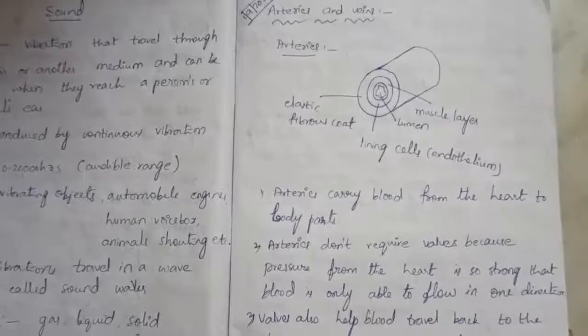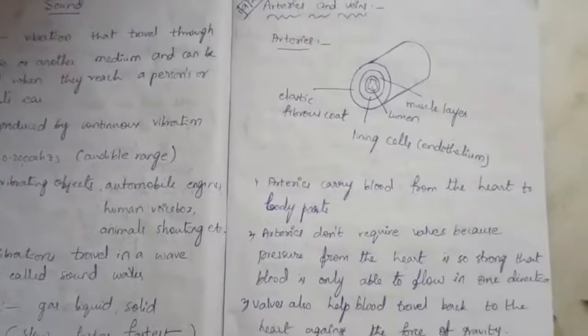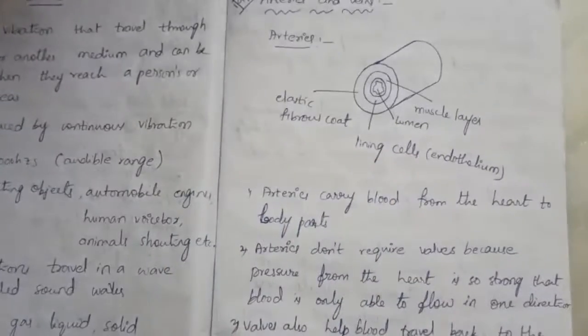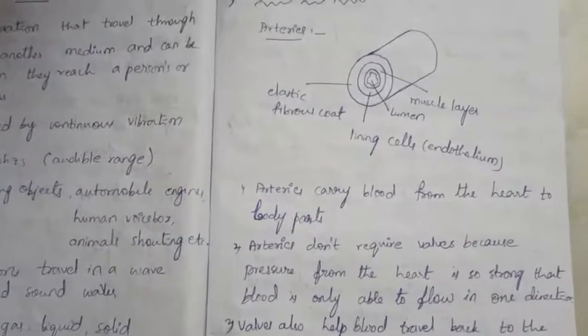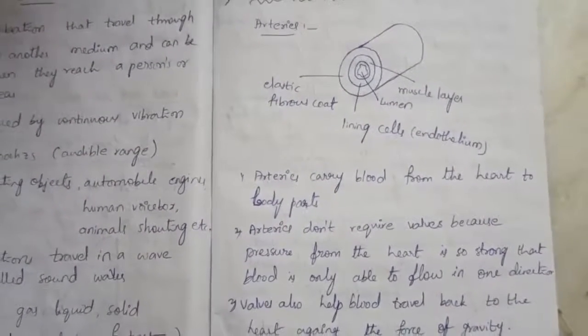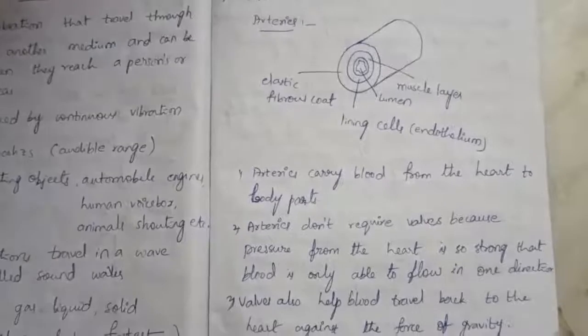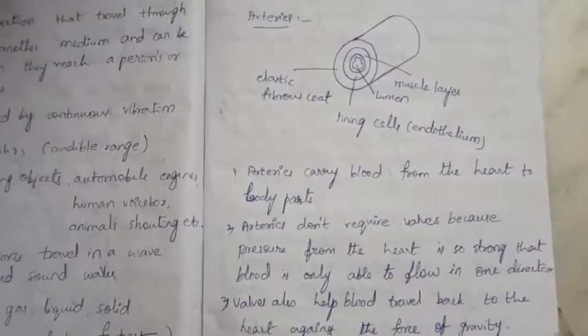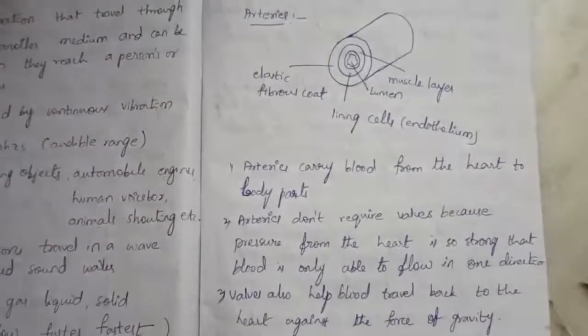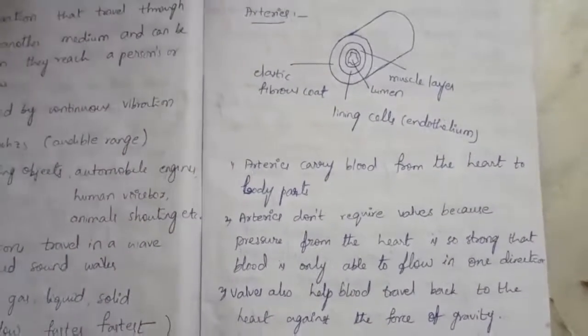While we are observing the TS of the artery, it looks like this. Arteries carry blood from the heart to body parts, that we know, and arteries don't require valves because the pressure from the heart is so strong that blood is only able to flow in one direction. There is no need of valves in the case of arteries. Valves help blood travel back to the heart against the force of gravity.